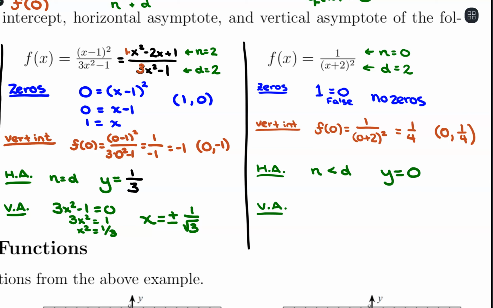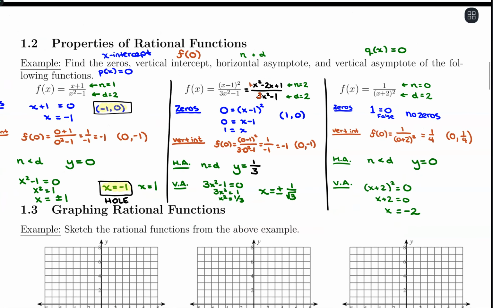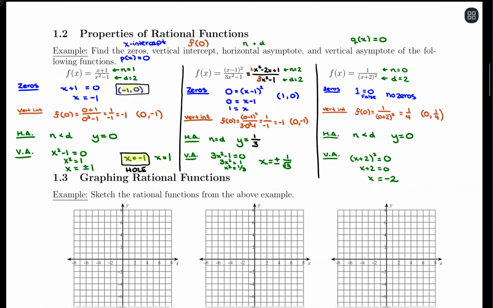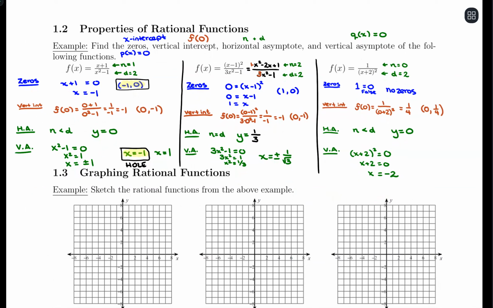Then for the vertical asymptote, we're going to take that x plus 2 quantity squared and set it equal to 0 and solve. So I'm going to take the square root of both sides, so x plus 2 equals 0. Subtract 2, so x equals negative 2. So at negative 2, we're going to have a vertical asymptote. Okay, so that's how we find these key features. And then what we're going to do in the next video is start to put together a sketch with this information, and see how it comes together for our rational functions.